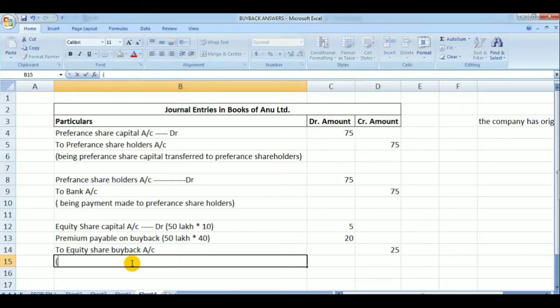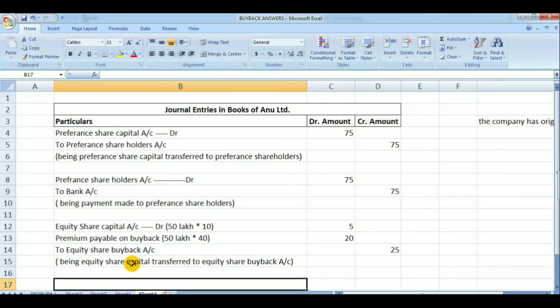The adjustment will be: equity share capital transferred to equity share buyback account.